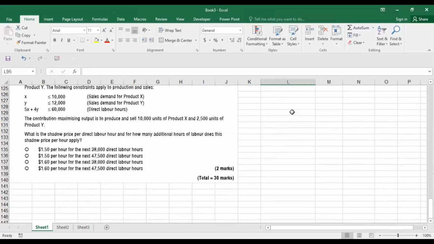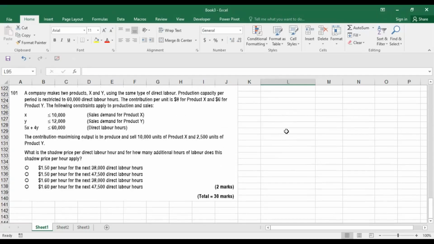Question 101. A company makes two products, X and Y, using the same type of direct labor. Production capacity per period is restricted to 60,000 direct labor hours. The contribution per unit is $8 per product X and $6 per product Y. The following constraints apply to production and sales.